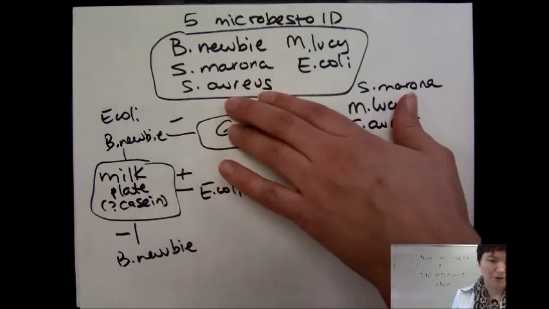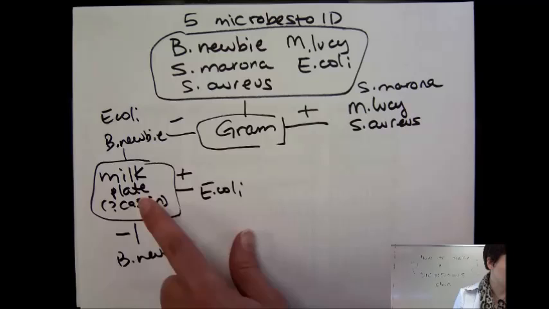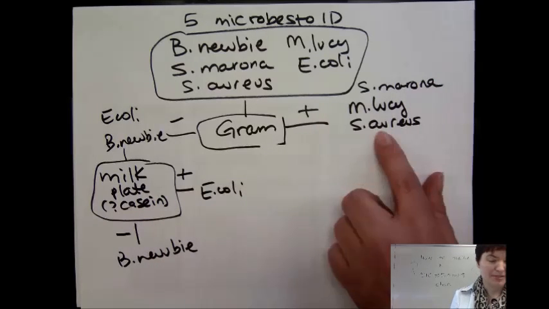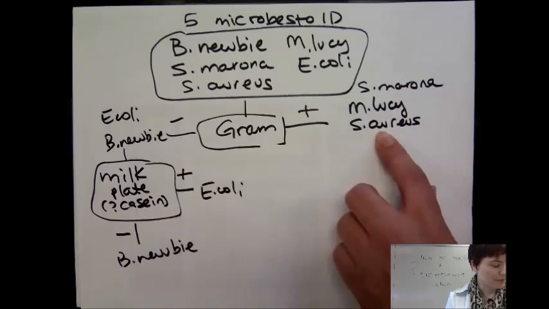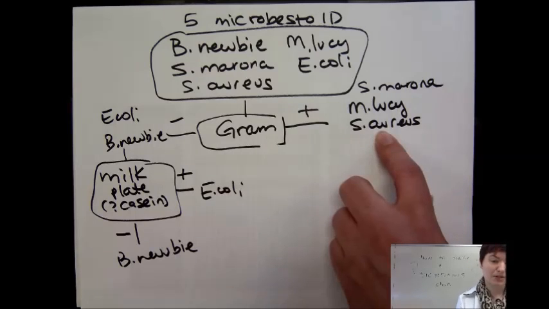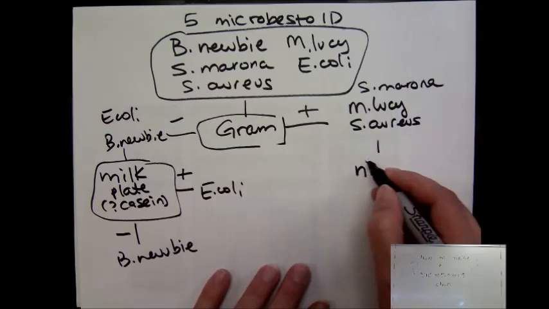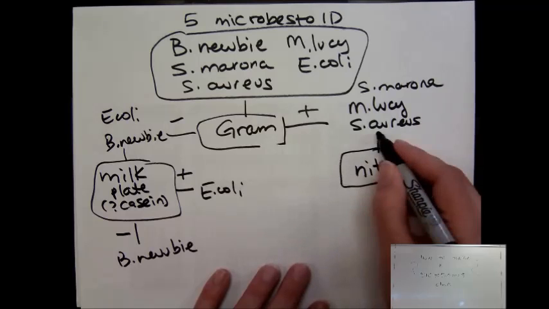All right, so now we have this situation resolved. If we have these 5 microbes and we do a gram stain and it's negative and we do a milk plate, then we have an answer. But we still have this possibility. We might do a gram stain and it might be positive. We still have 3 guys to figure out. So let's go to this list and figure out what test we could do that would allow us to distinguish between them. In my example, I'm going to do a nitrate test. What I'm asking is, can they reduce nitrate?